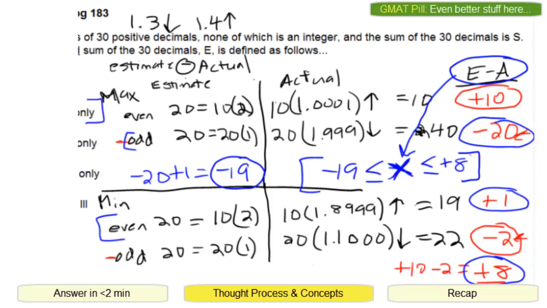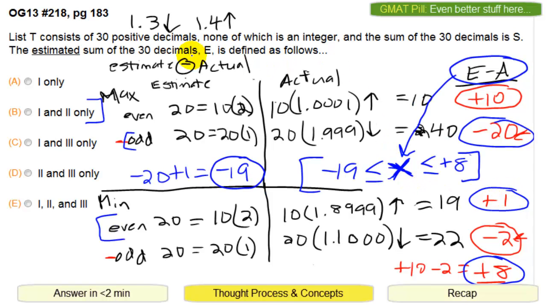Okay, so let's look at concepts. You're basically asked, what's the difference between the estimate and the actual? The estimate is defined depending on the tens digit. If it's even, you round up. If it's odd, you round down. So the way we did this was we tried to challenge that.